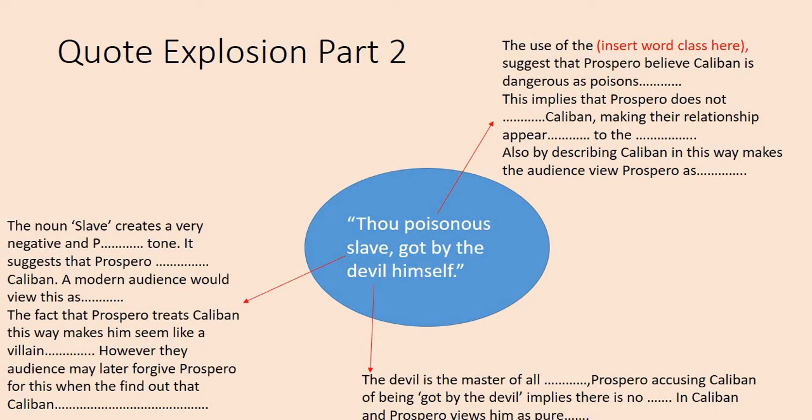Why? Finish that sentence. However, I wrote "they", that should be "the". Correct that when you're copying that out, I do apologise. The audience may later forgive Prospero for this when they find out that Caliban, what do you remember? What do we learn that Caliban did before Prospero kind of turned on him and enslaved him in this way? Try and dredge back those memories. What did Caliban do? Why do they get on so badly at this point?